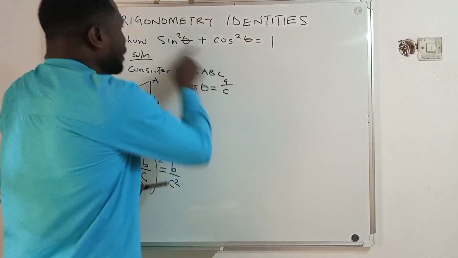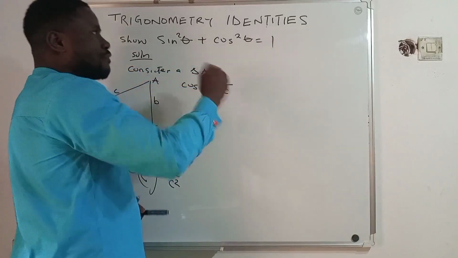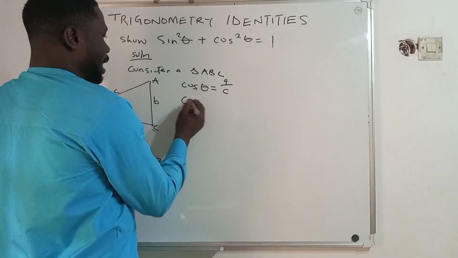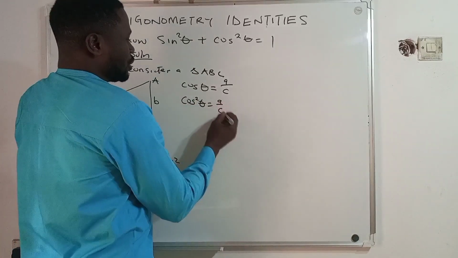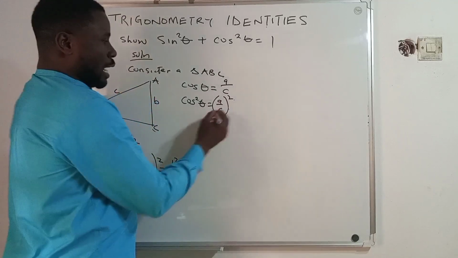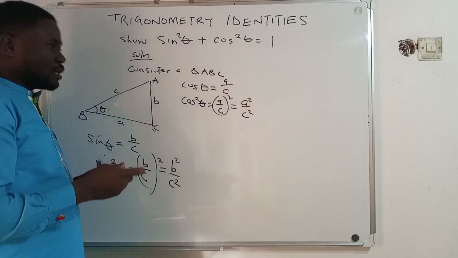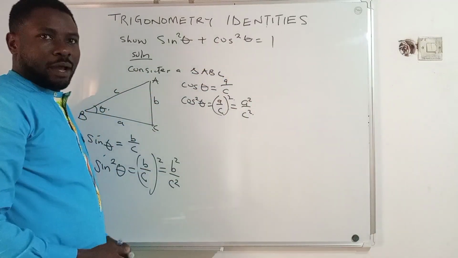And so again, we were not given cos theta, rather we were given cos squared theta. So what I have to do at this point is to square this answer. So this becomes cos squared theta equal to A all over C, all raised to power 2. And this will give us A squared all over C squared. So cos squared theta is equal to A squared all over C squared.